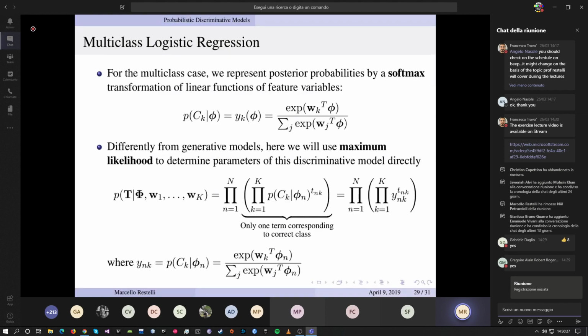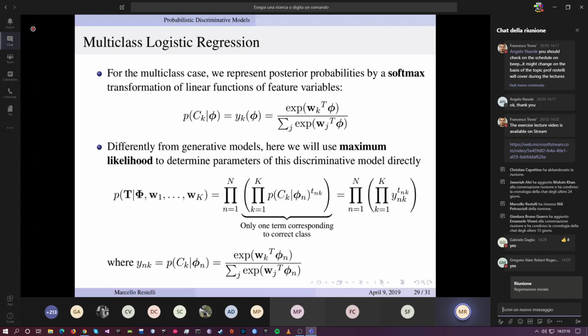And so we see here that actually the likelihood is the same that we had in the previous case, with the difference that now we have to generalize to more than two classes, and so now we have k classes. So we have another product. So we have the product over the samples, that is the product indexed by n, and then we have the product over the classes that is indexed by k. And so here you have the likelihood of the model, where y_nk is exactly the probability of observing class k given the feature of this example n.